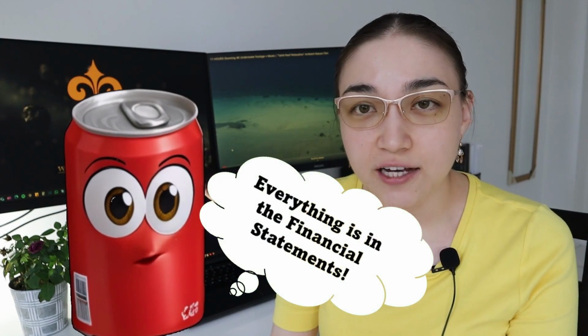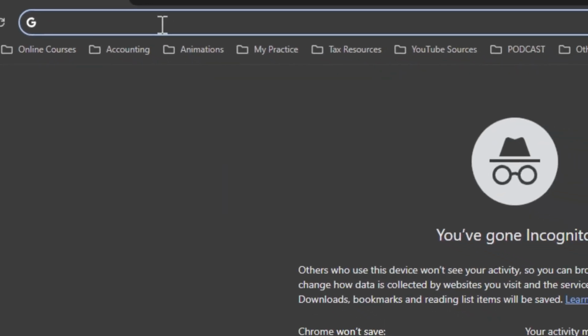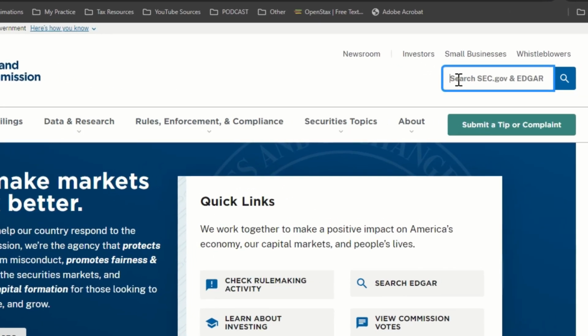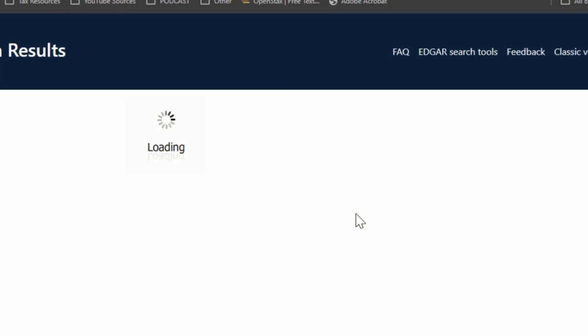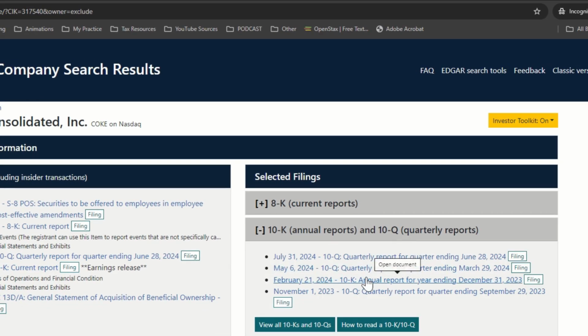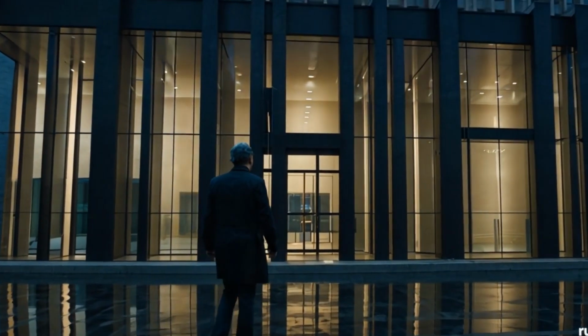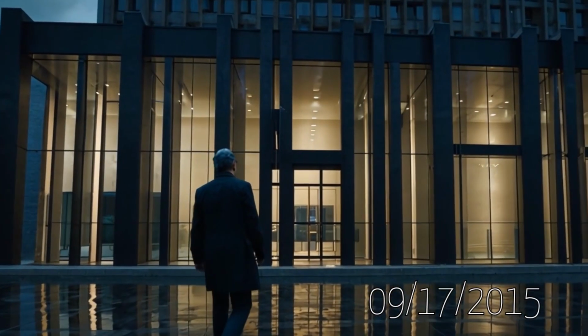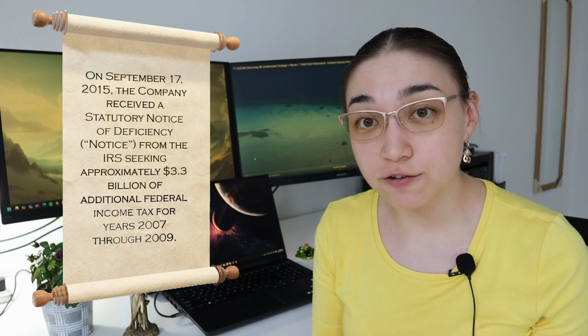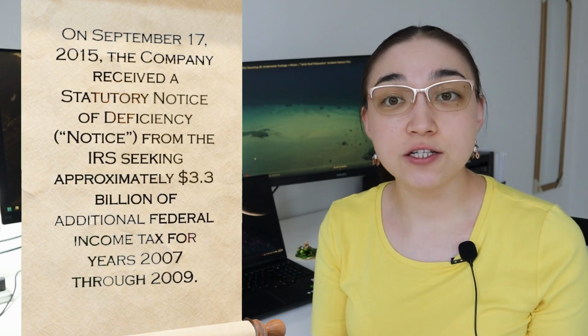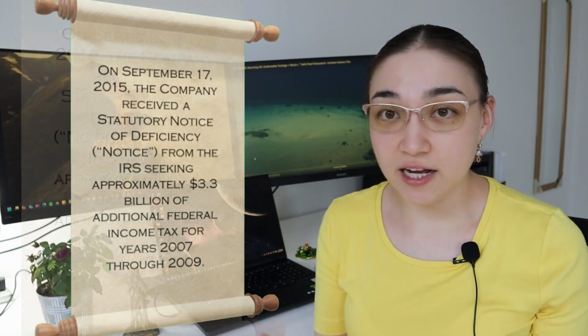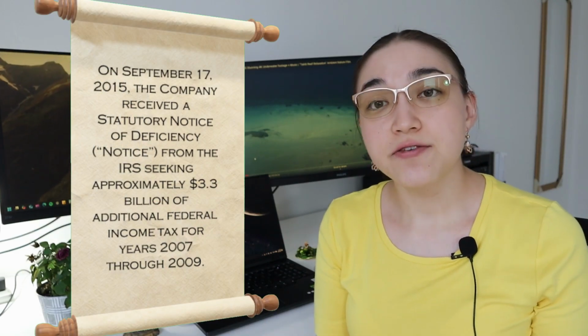So when it comes to Coca-Cola, unfortunately, I don't know what kind of methodology they have been using. They didn't disclose it in their financial statements, but they did disclose a good amount of background information on where it started and what happened. So let's take a look at this because it's actually very interesting. It was a dark and stormy night on September 17th, 2015, when Coca-Cola received a notice from the IRS saying that the administration has made an adjustment to their transfer pricing for the years 2007, 2008, and 2009, and the result is that Coca-Cola now owes them $3.3 billion plus interest, I assume.